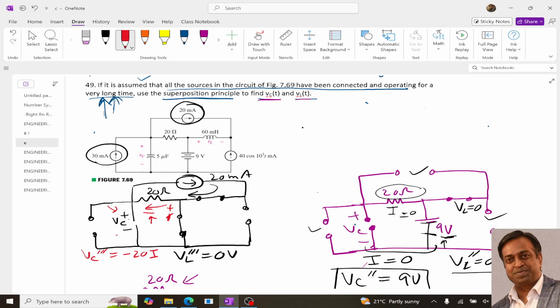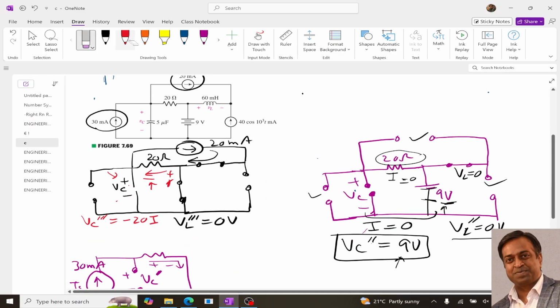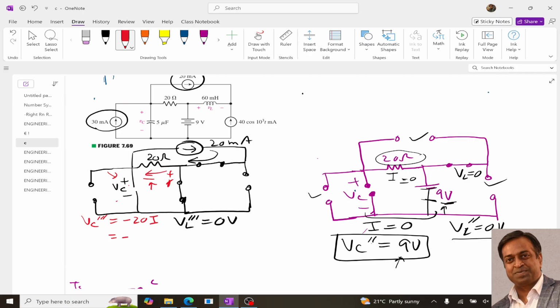So we will simply write minus 20 into 20 milliamperes, which equals minus 0.4 volt. So our VC triple dash, the voltage across the capacitor due to this 20 milliampere source, is minus 0.4 volt.